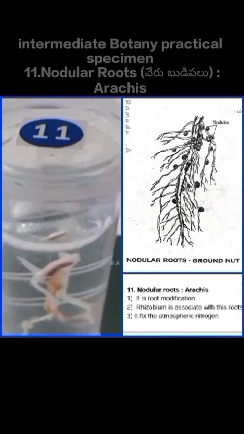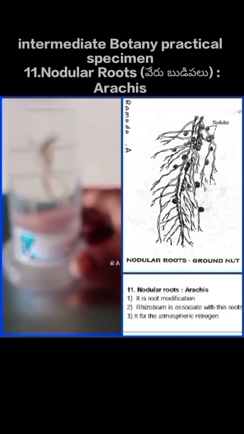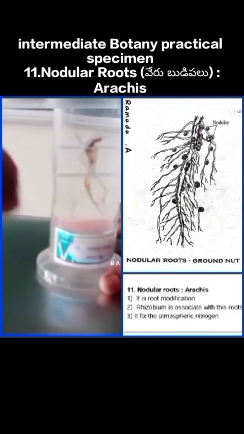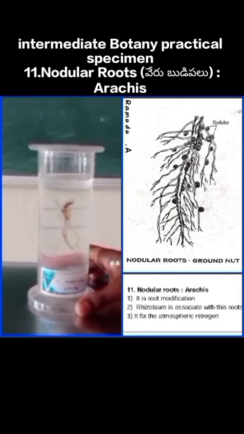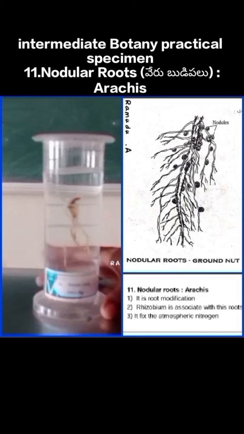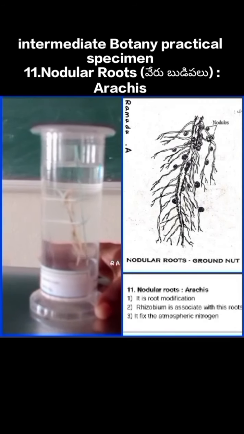Number 11 specimen, nodular roots, Arachis. It is a root modification. Rhizobium is associated with these roots. It fixes the atmospheric nitrogen.